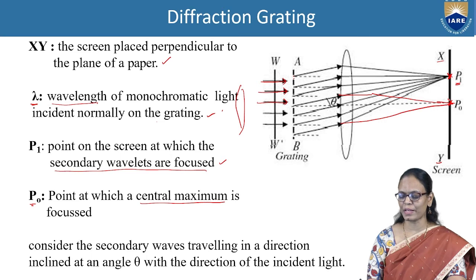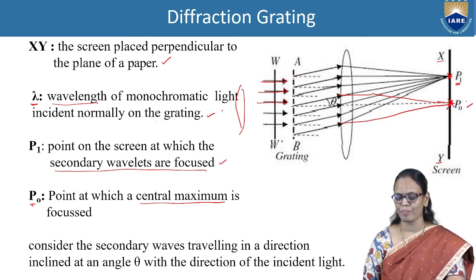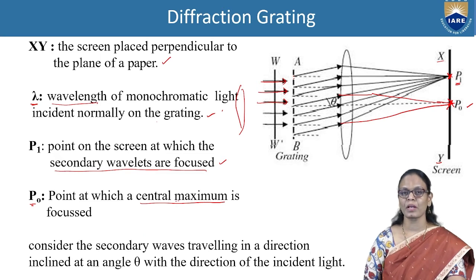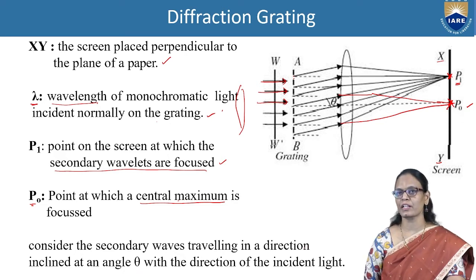So the distance traveled by them is the same. So you have P0 as the central maxima. Now consider the secondary waves traveling in a direction inclined at an angle theta with the direction of the light.